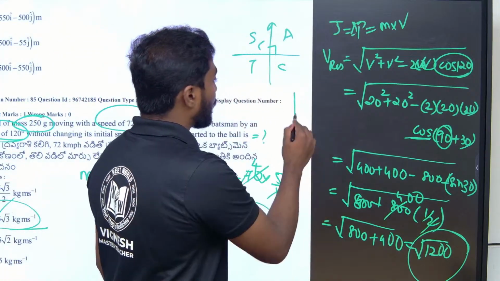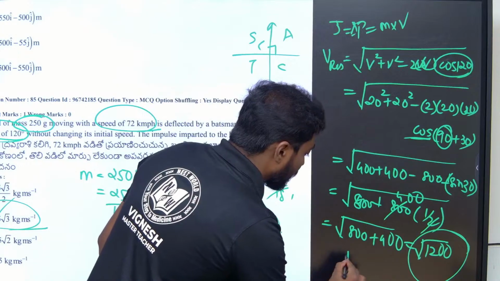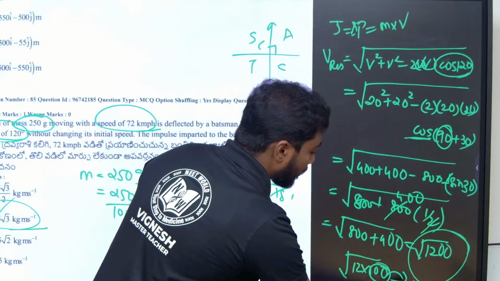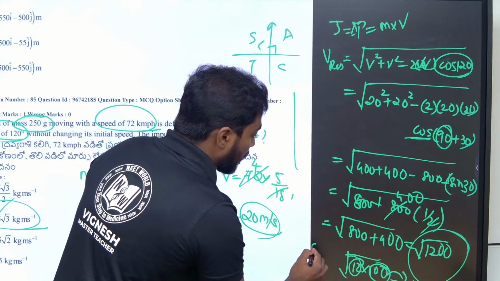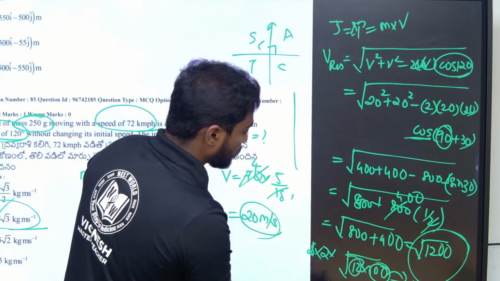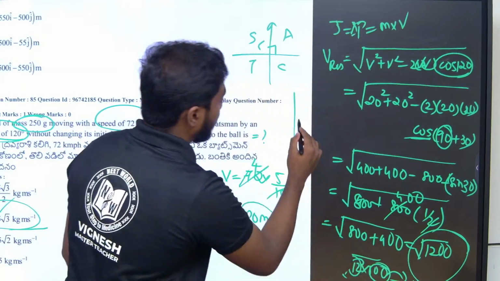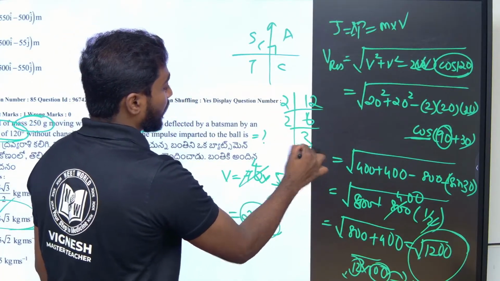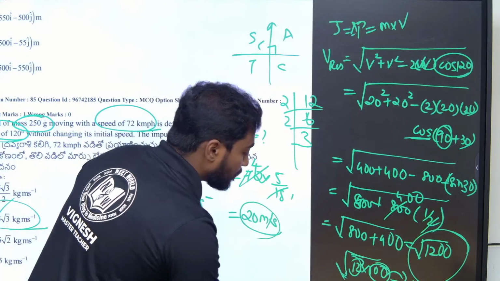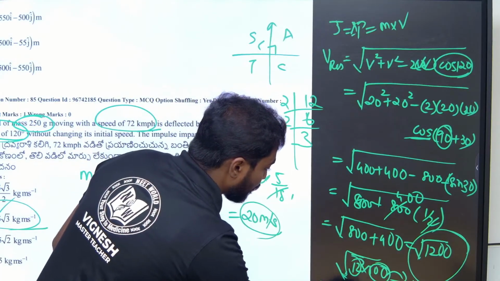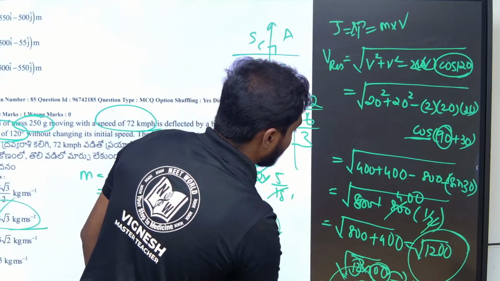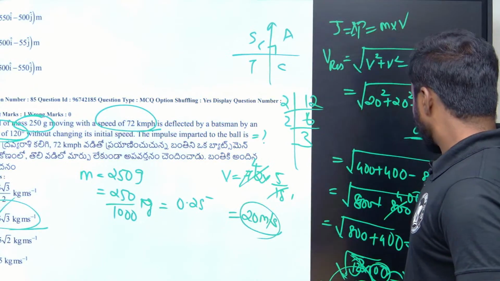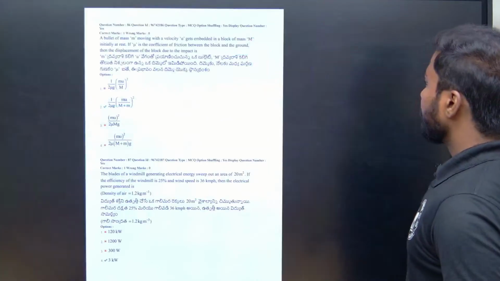So let me solve here. 12 into 100, so take 10, and this one 2 into 2, let me take it here for your convenience. So 2, 6, again 2, 3. The answer is 5 root 3. Okay, this is the answer. We'll go for the next question.